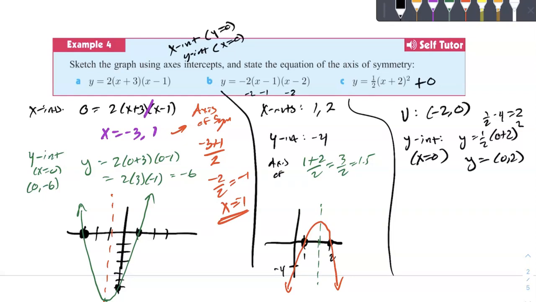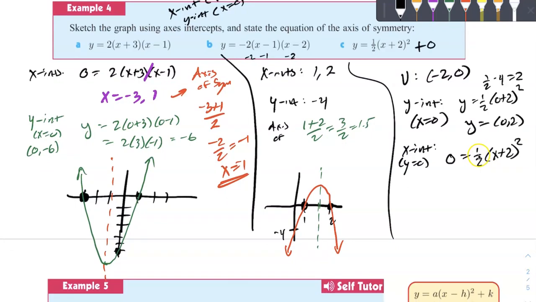Now my x-intercept, a little more work in this case. So we're still going to set y equal to 0. So I'm going to get 0 equals 1/2 (x plus 2) squared. So I actually have to solve this, since that's how you find it. I'm going to multiply both sides by 2 to get rid of the 1/2. So I get 0 equals (x plus 2) squared. Square root it. 0 equals x plus 2. And x equals -2. So there's my x-intercept.